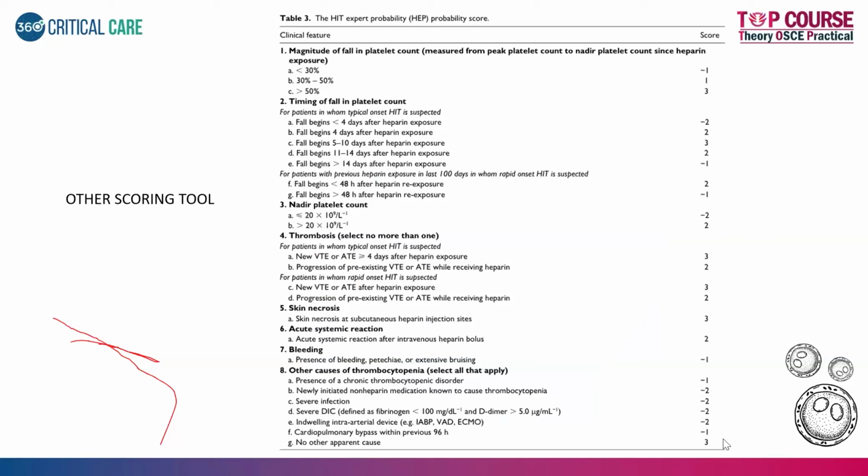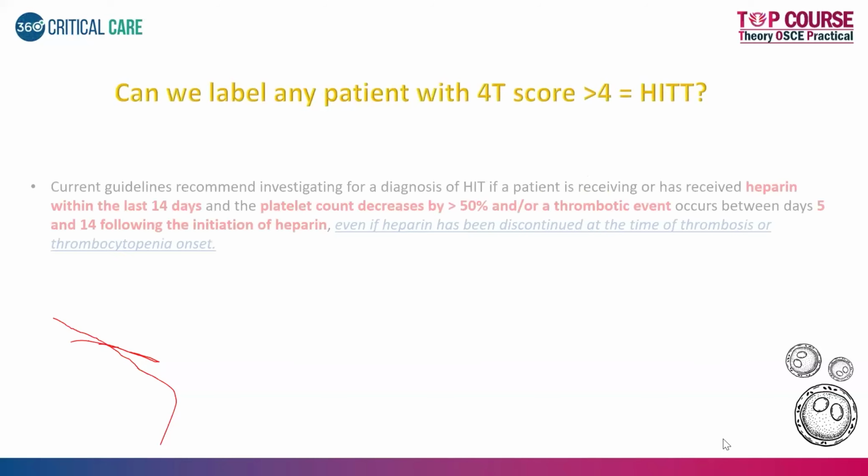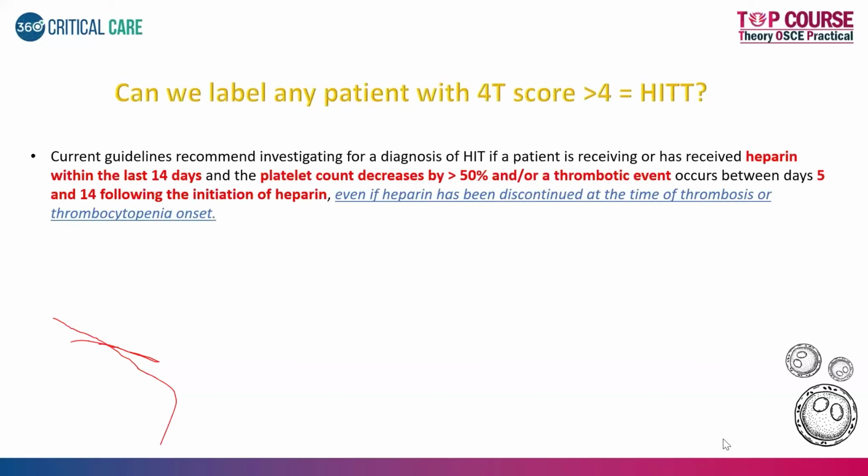Is the 4T score the only score? No. Okay. So there is another score called the HEP probability score, that is the HIT expert probability score. Again, here also more than 3 and less than 3 is what is considered. If it's less than 3, unlikely. More than 3, it is intermediate. More than 6 is again definite HITT. Okay. So can we label any patient with a score of more than 4 as HITT? Unlikely.